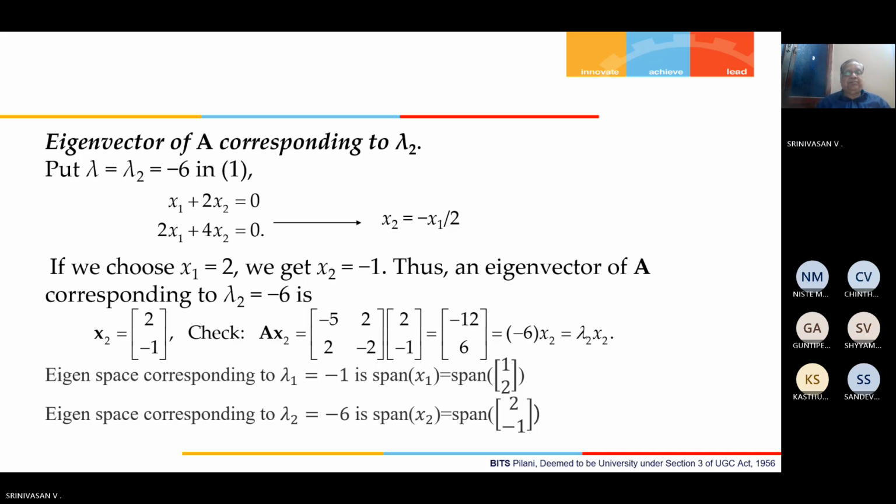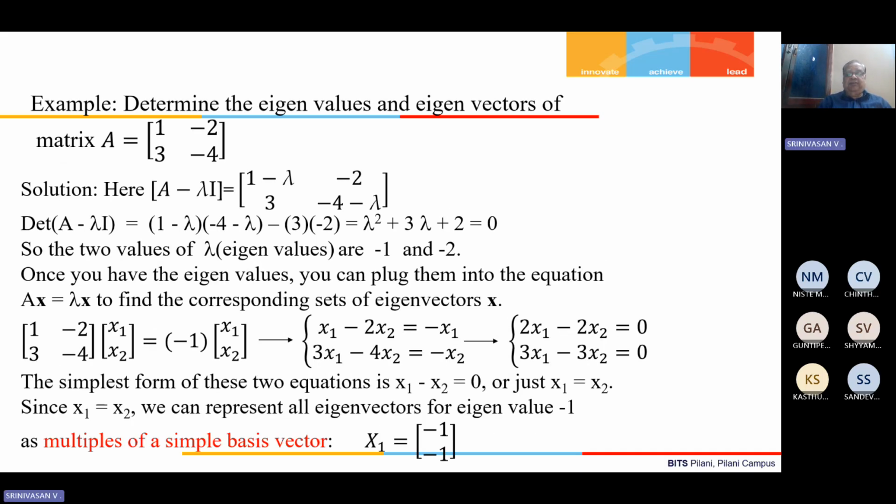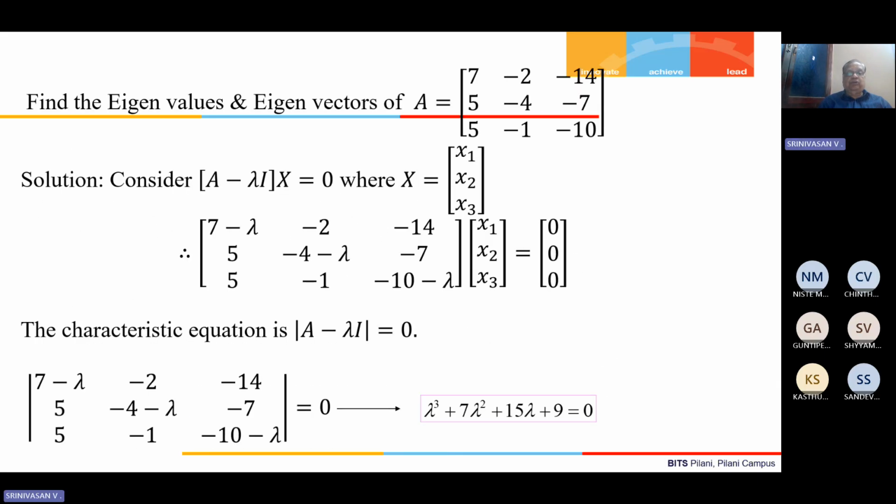Now, we don't need to go deep into this again, because the problem of determining the eigenvalues and eigenvectors of a matrix A of order 2 by 2 is the same type of problem you can just go through. It's going to be easy. Now, let's go for a 3 by 3 matrix. Find the eigenvalues and eigenvectors of A, where you have a matrix of order 3 by 3.